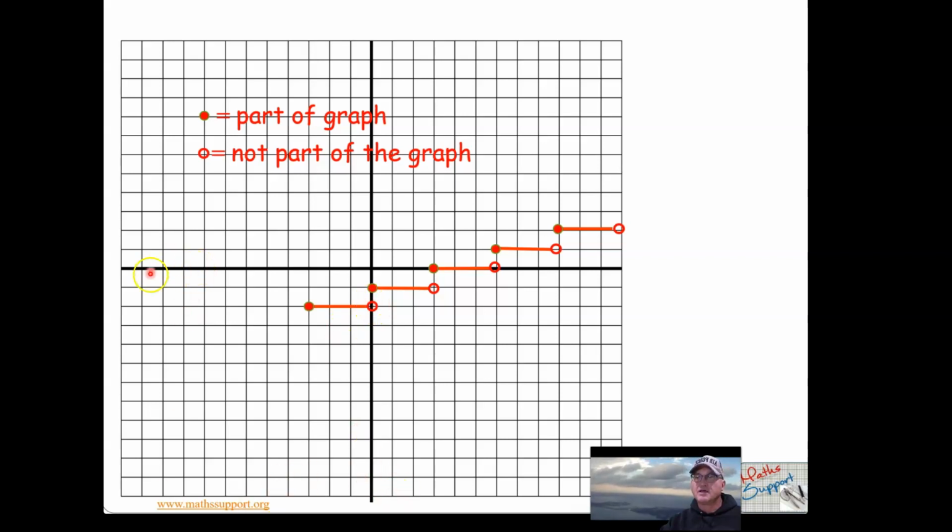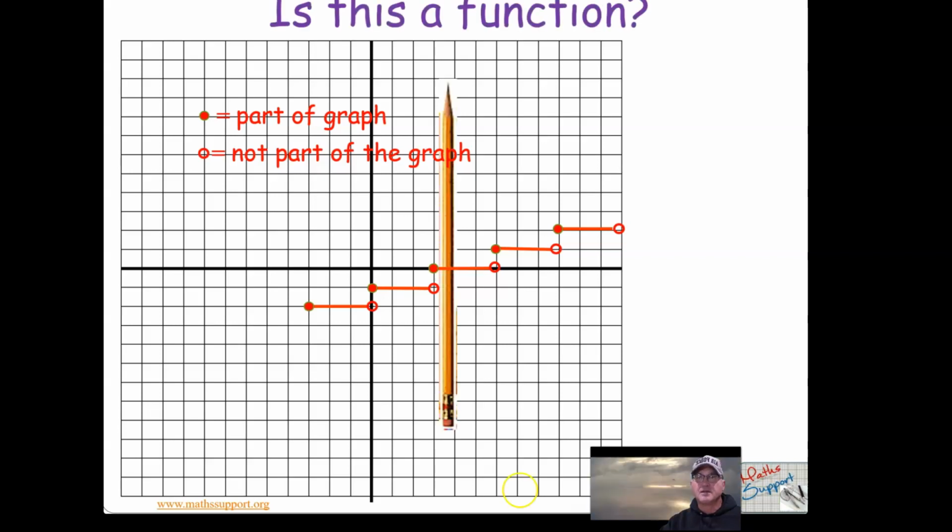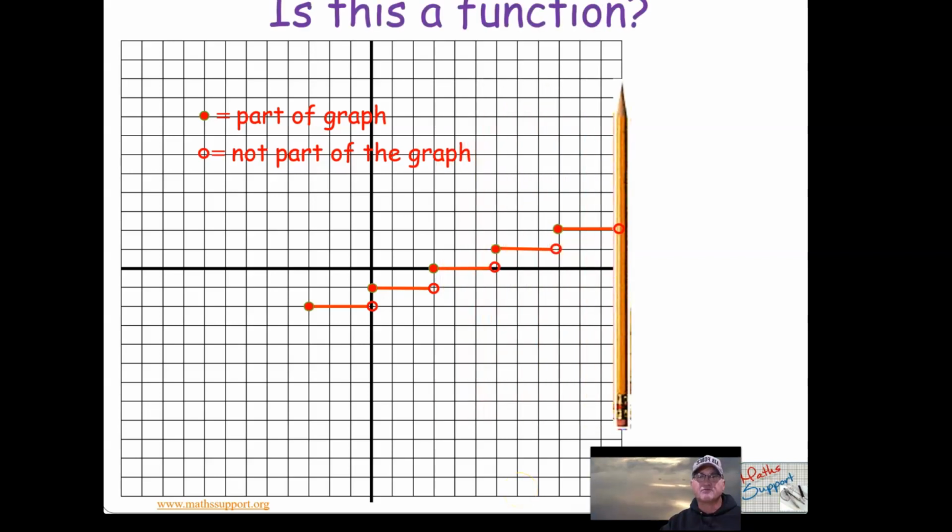So again, if you took a pencil now and moved it along this graph, it never touches the graph twice, because in the places that it does appear to touch the graph twice, one of the circles is open, like right here. It doesn't touch the graph because that circle's open. This would be a function.